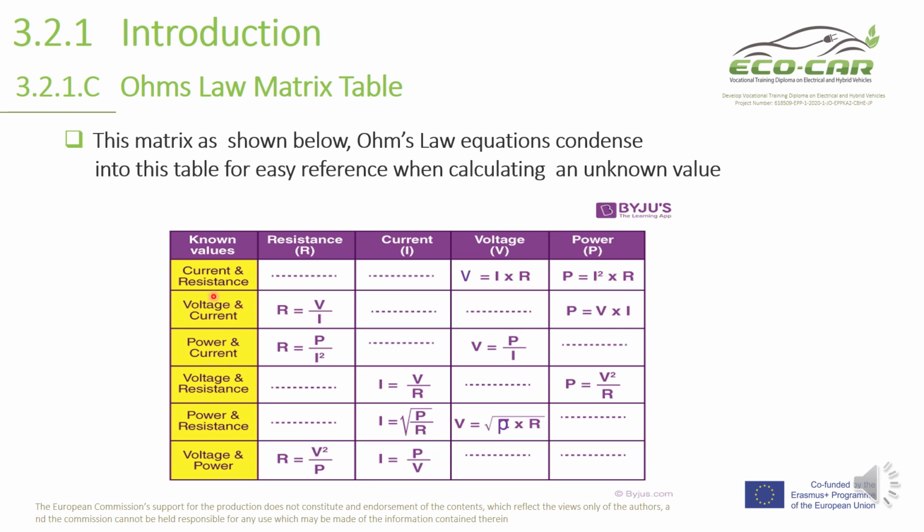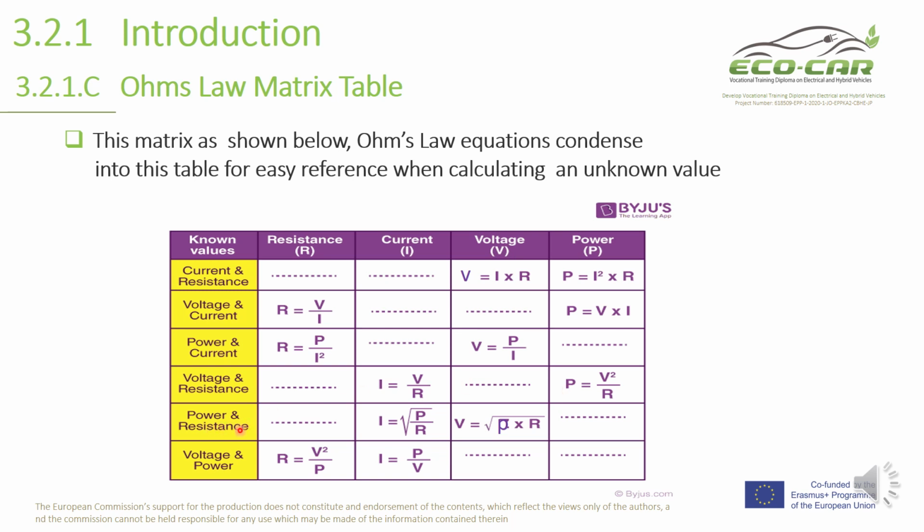If the voltage and current are known, we can find resistance, voltage divided by I, and also we can find the power, V multiplied by I. If we have power and current, we can calculate the resistance, power divided by I squared. We can also find the voltage. If voltage and resistance are known, we can find the current, and also the power.